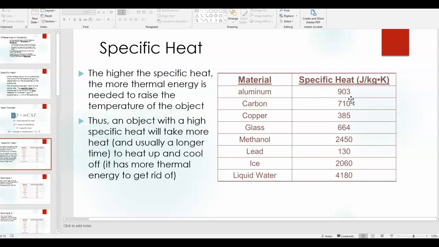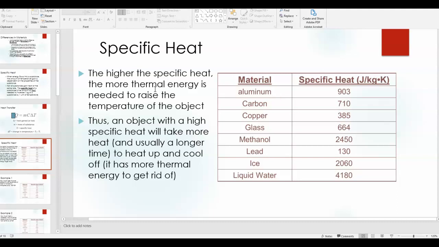903 what? Remember, the definition is the amount of heat it takes to change 1 kilogram of that substance by 1 degree. So when we say aluminum has a specific heat of 903, that means it would take 903 joules of heat to heat 1 kilogram of aluminum up by 1 degree Celsius. Okay, so that's what that number means.